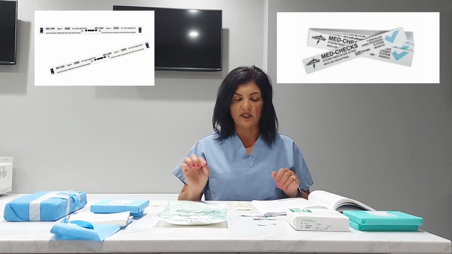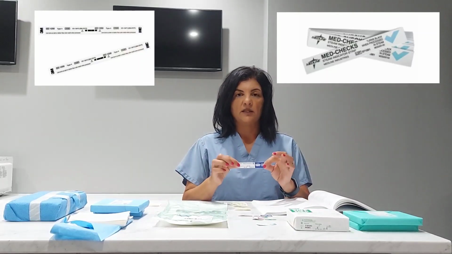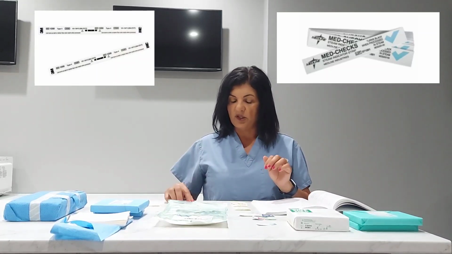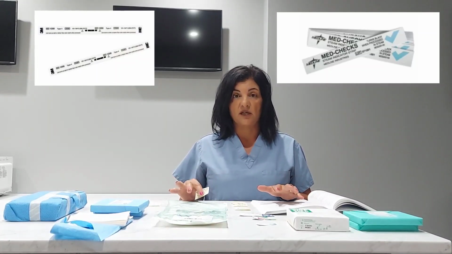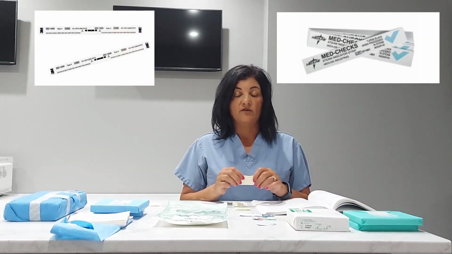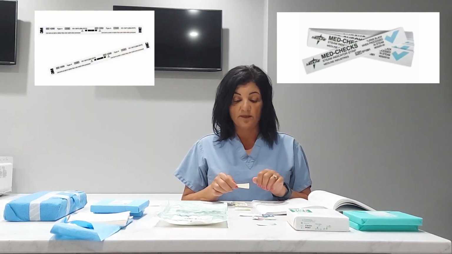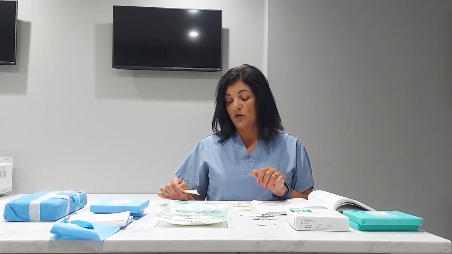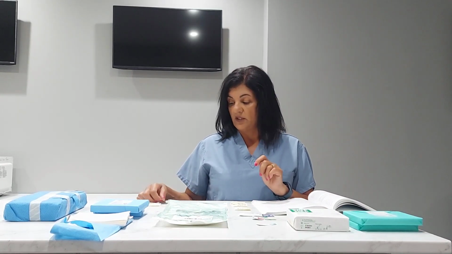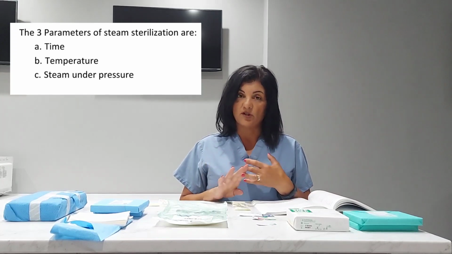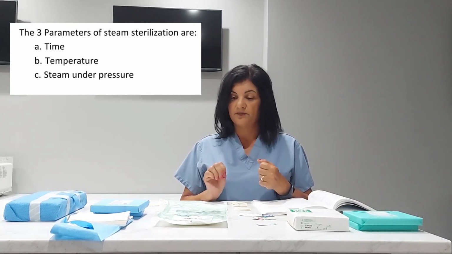Typically the ones I've seen are kind of long like this, more of a paper, and those can be used in some sterilization cycles. Just make sure you look at your IFU and see that it's validated for a class 4 chemical indicator, because the class 4 is designed to react to 2 or more of the parameters of steam sterilization. And again, the parameters are time, temperature, steam under pressure.